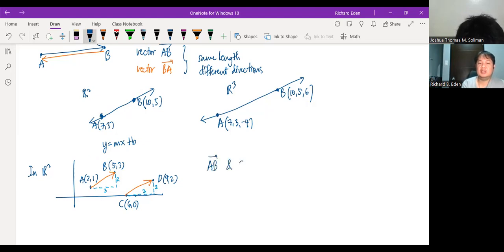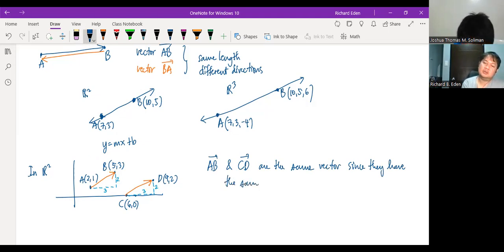AB and CD are the same vector since they have the same length and direction.